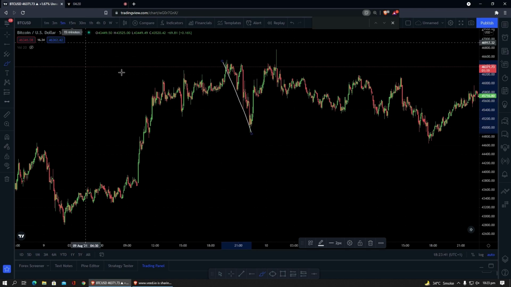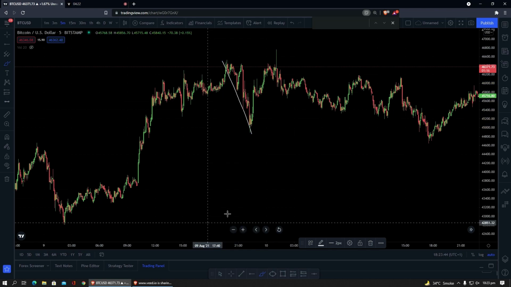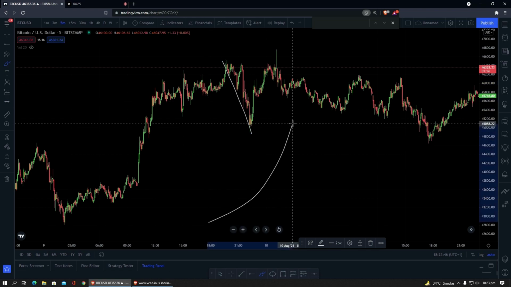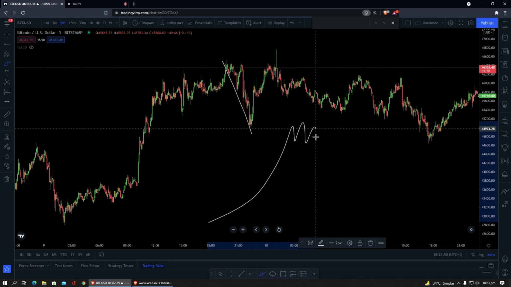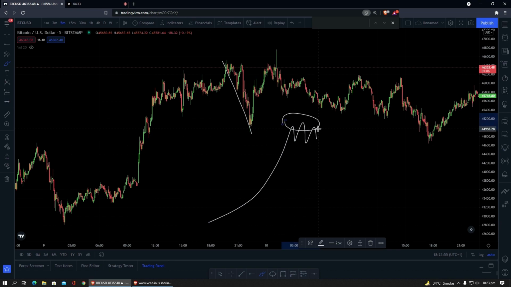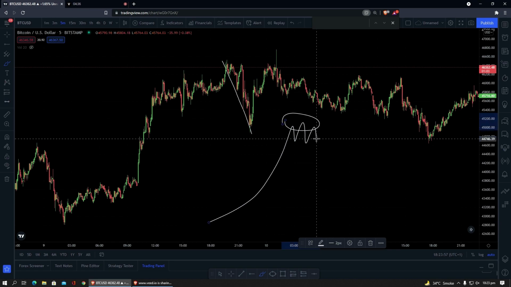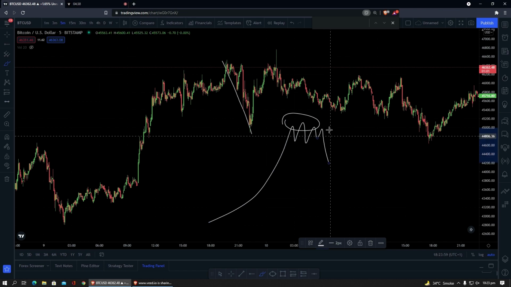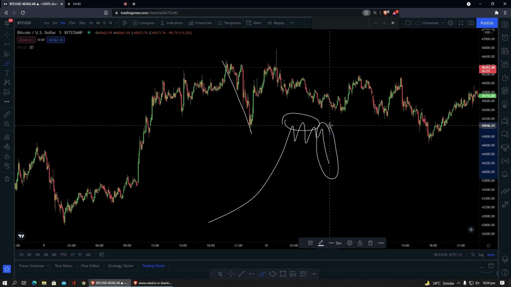Inside this buyer's territory, I need to see a structure something like that. I need to see that we are unable to cross the higher highs and we are rejecting from it again and again. And then we should have a very strong sellers movement.